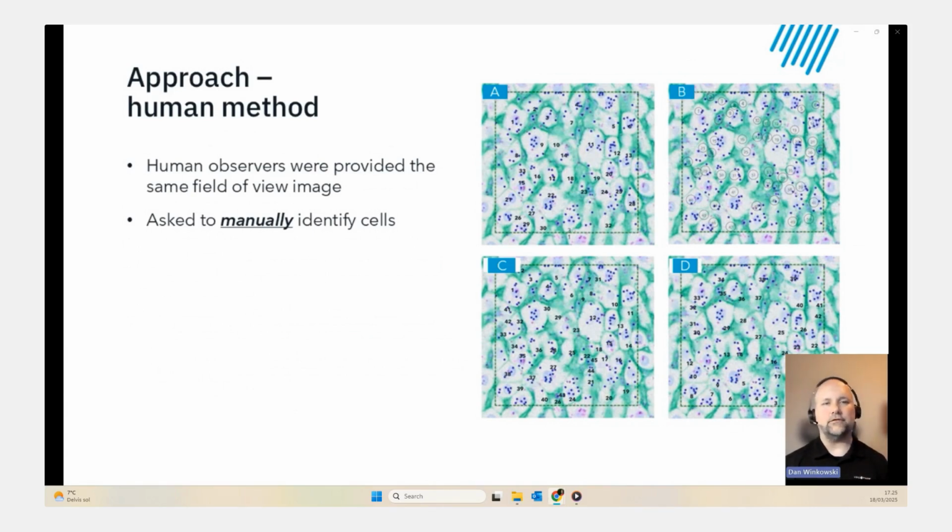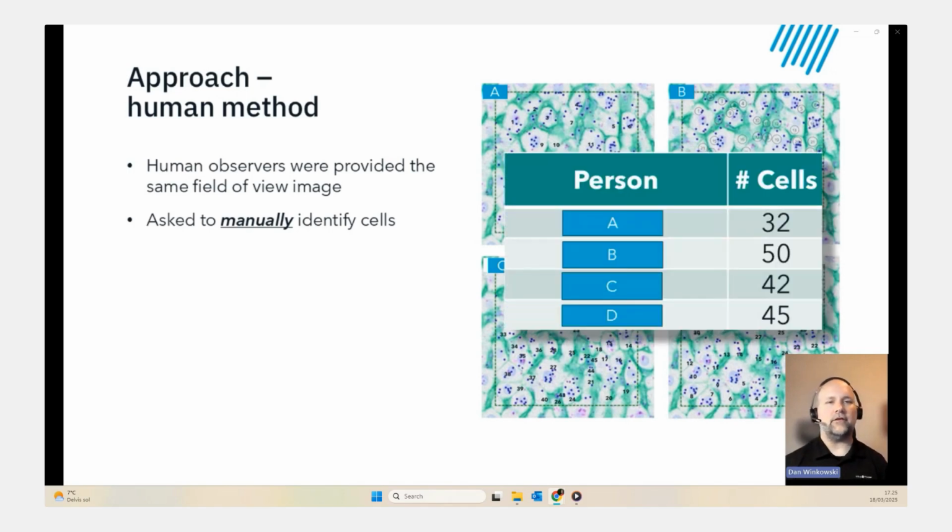They were each provided the same field of view and then identified the cells by placing a number over the cell. So exactly what the numbers mean or where they are isn't necessarily critical, but what is critical is a simple number of the count that each observer found, the count of cells that each observer identified.